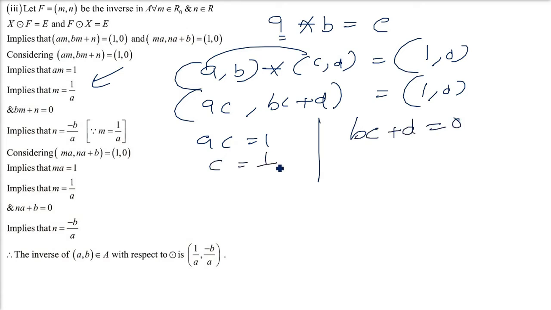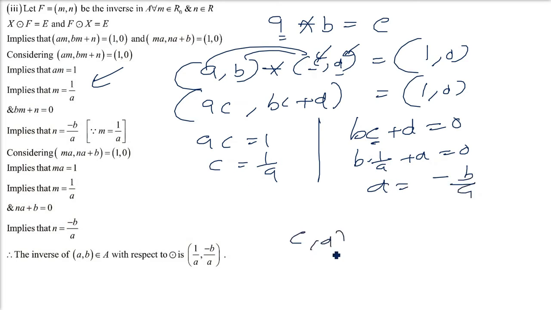Now this C equals 1 by A, just please remember we have to find (C, D) because that is the inverse. So here put C as 1 by A, so B into 1 by A plus D equals 0, and this D will be equal to negative B by A. So C is 1 by A, D is minus B by A, (1 by A, negative B by A), and that is your (C, D), which is your inverse.